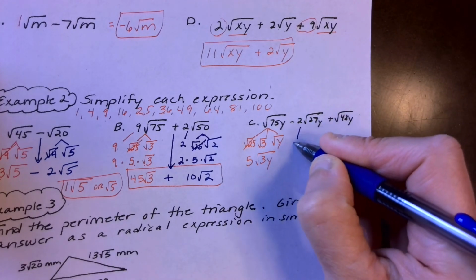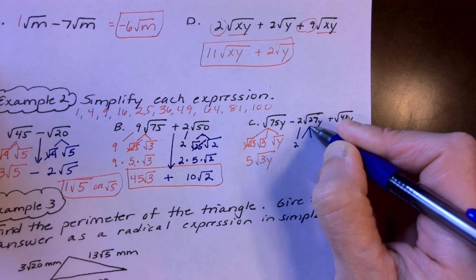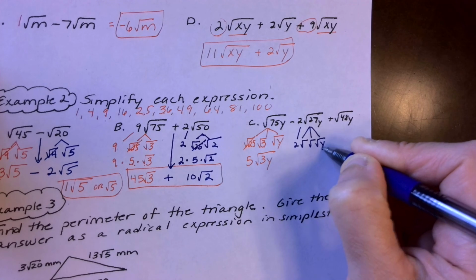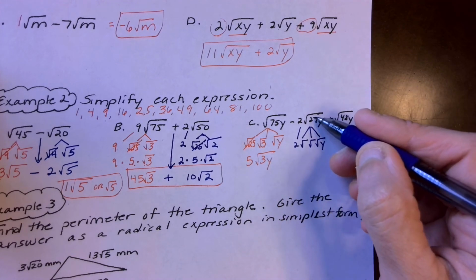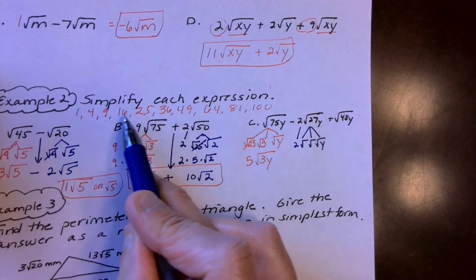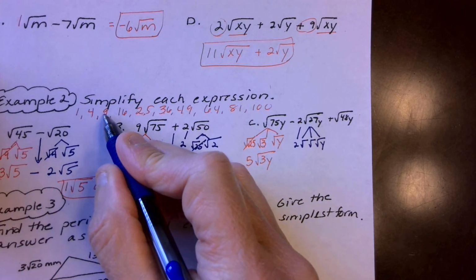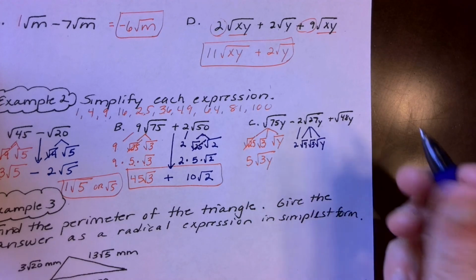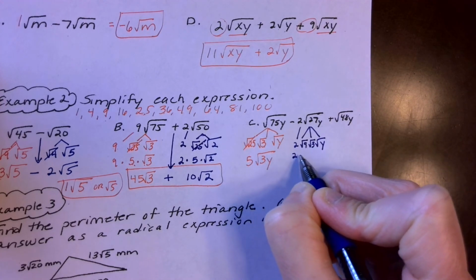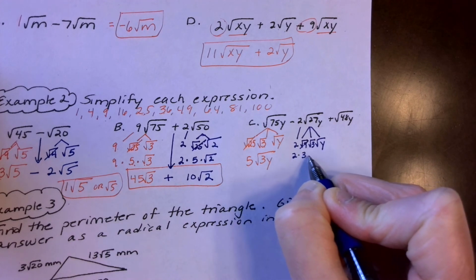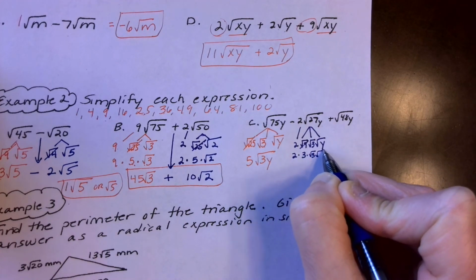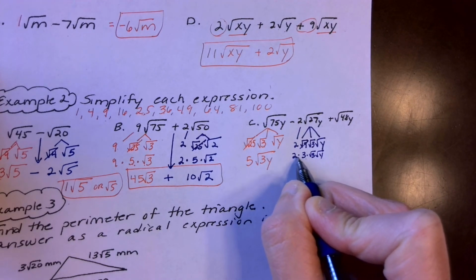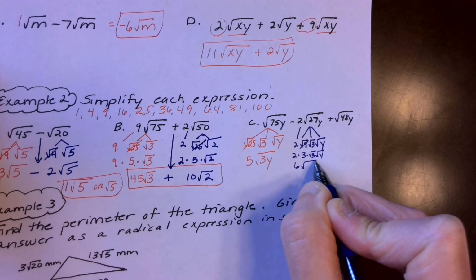2 y. I'll put that in there. I can see that's going to go nowhere. Now the 27. Do you see anything for the 27? Oh, sure enough, the 9. Okay, so we have a 9 and a 3. So we have 2 times 3 times that. So the ones on the outside of the radical I can multiply, and the ones on the inside can also be multiplied.